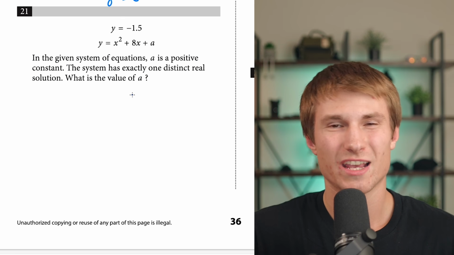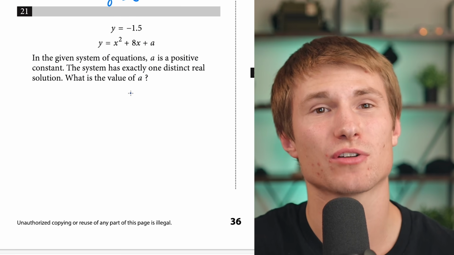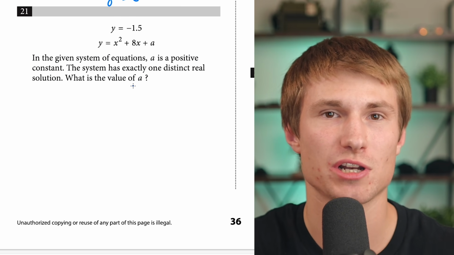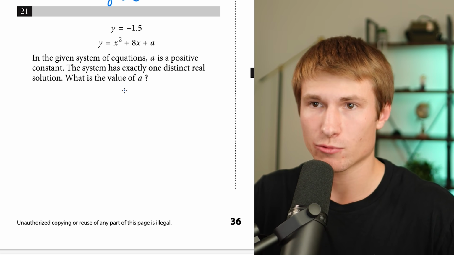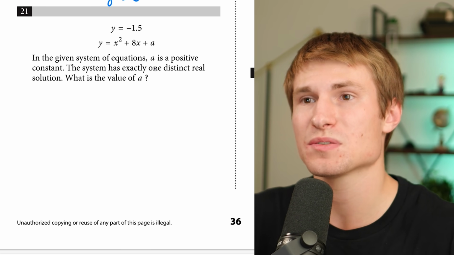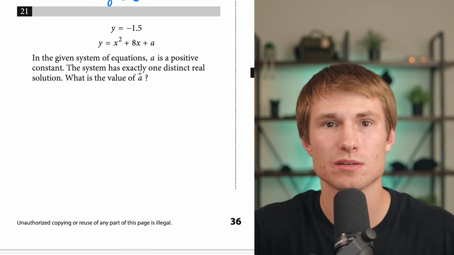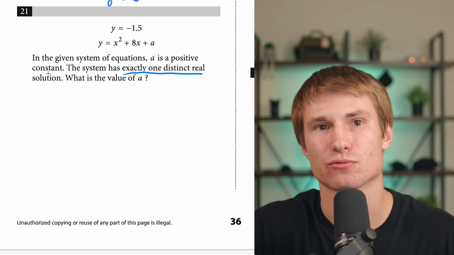Here's what you need to know about questions that ask you about the number of real solutions to a quadratic equation on the SAT. I'm going to illustrate this with question 21. Question 21 states: in the given system of equations, a is a positive constant. The system has exactly one distinct real solution.